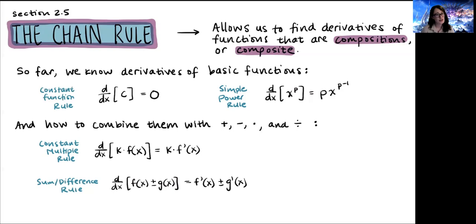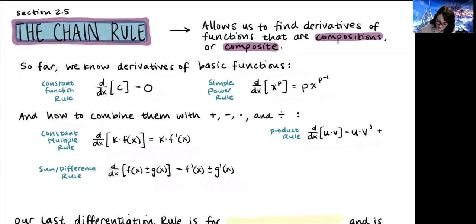Then in section 2.4, we saw how to handle products of variable things and quotients of variable things. So we learned about the product rule. If you are taking the derivative of a product of two variable things, we leave the first one alone and multiply by the derivative of the second. Then we add the second one multiplied by the derivative of the first.